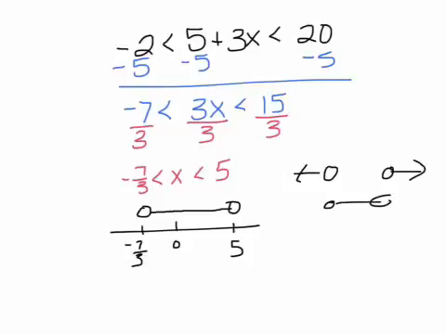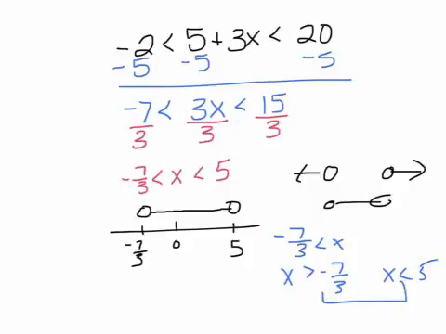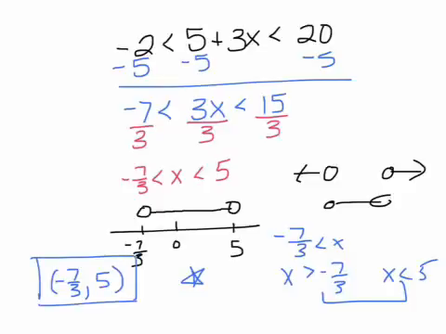If you need to break this up to kind of prove that, then I can look at it like this. Negative 7/3 is less than x, which means x is greater than negative 7/3, because if you want to move the x over, then you flip the inequality. And then I also have x is less than 5. So if I graph these two pieces, it proves this. So my interval is from negative 7/3, an open negative 7/3, to 5, and that's also open. And there's my final answer.